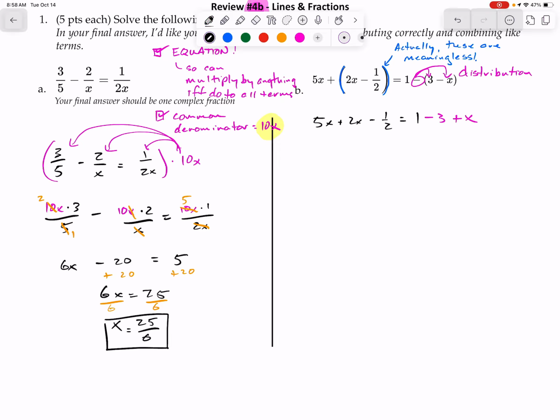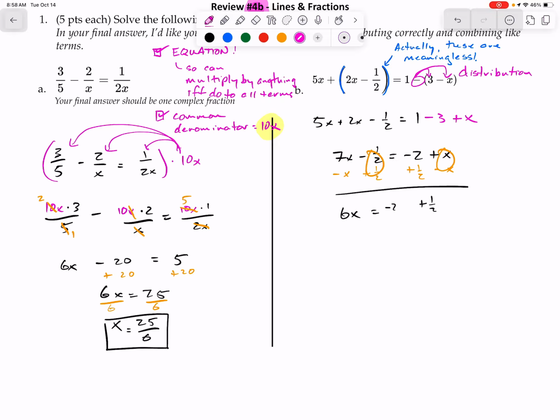So now I'm going to combine them. So I've got 7x minus a half equals negative 2 plus x. Let's subtract x from both sides. So those will sum to 0. And add a half to both sides. So those will sum to 0. So 7x minus x is 6x equals, I'm going to write negative 2 plus a half, give myself some room, and that x goes away.